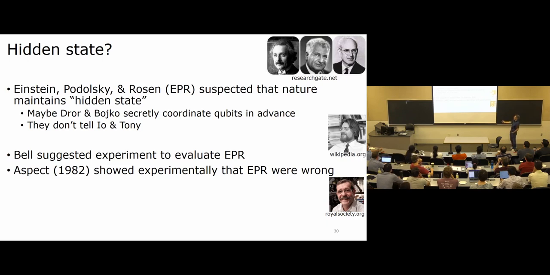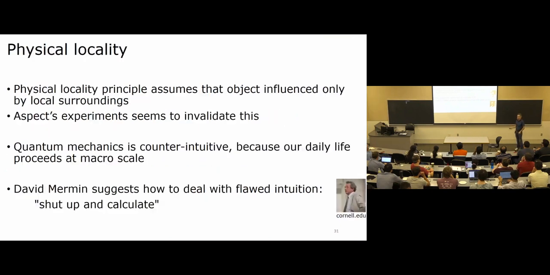So in the 60s, the Canadian physicist Bell suggested an experiment that could be used to verify whether the EPR hypothesis was correct or not. And in 1982, Aspect in France performed an initial version of the experiment, and that showed that EPR were wrong. Later, over the years, there have been multiple repetitions of the experiment. In 2014, in the Netherlands, they took two qubits and separated the particles by 800 meters. 800 meters takes several microseconds of travel. They measured them simultaneously within less than a nanosecond. Everything was fine. So basically, there's no hidden state.